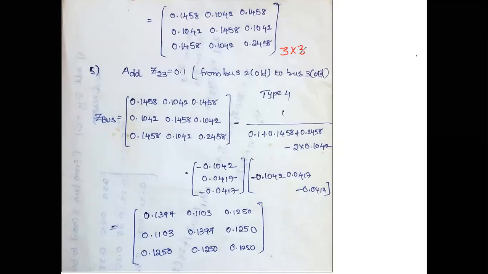So in between bus number 2 and bus number 3, we are going to add that additional branch resistance, or additional branch impedance, of 0.1. According to that, it comes under type 4 modification. Please note down the final answer. This is the final answer.